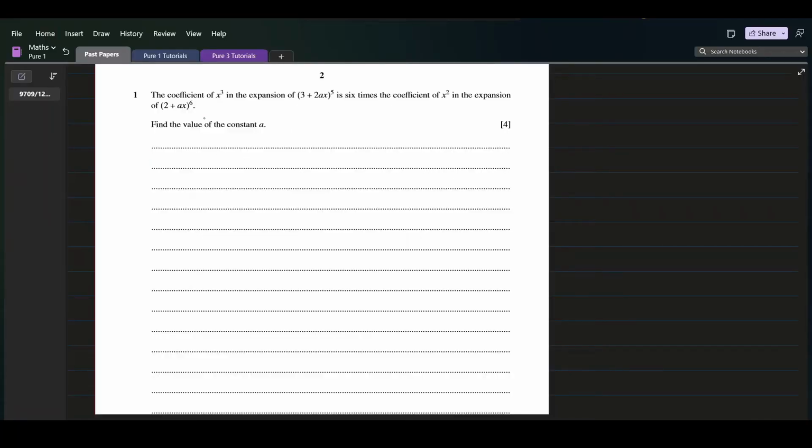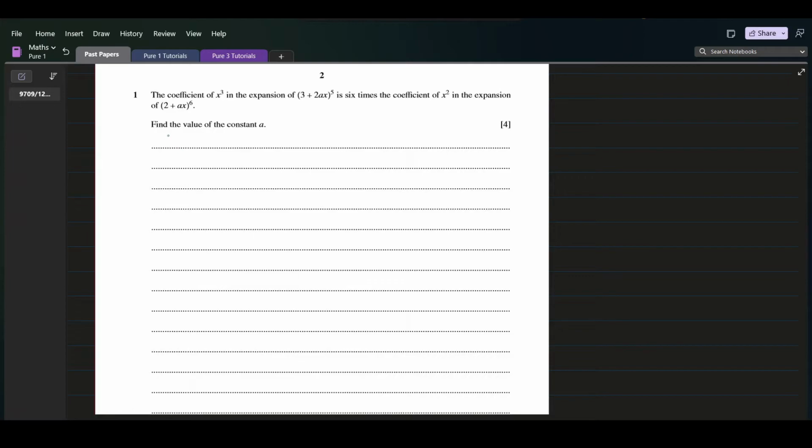Number 1. The coefficient of x cubed in the expansion of (3 + 2ax)^5 is 6 times the coefficient of x squared in the expansion of (2 + x)^6. Find the value of the constant a.